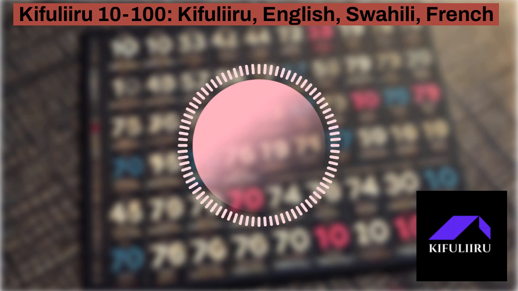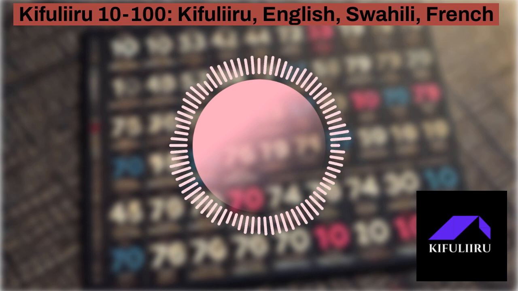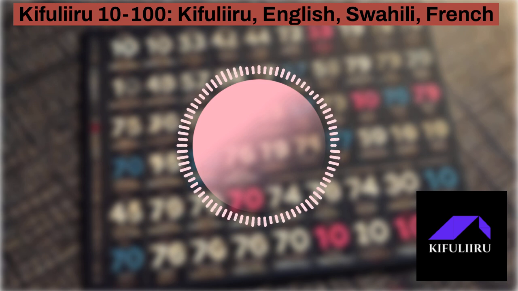That's so cool. Now, French is a bit different. While it does have a word for "and," it's not used in the same way. So how does French put its numbers together then? French relies more on hyphens and changes in pronunciation. For example, 21 is "vingt et un," but 22 is just "vingt-deux." Interesting. It's a bit more complex and less consistent than the na system we see in Kifuliiru and Swahili.